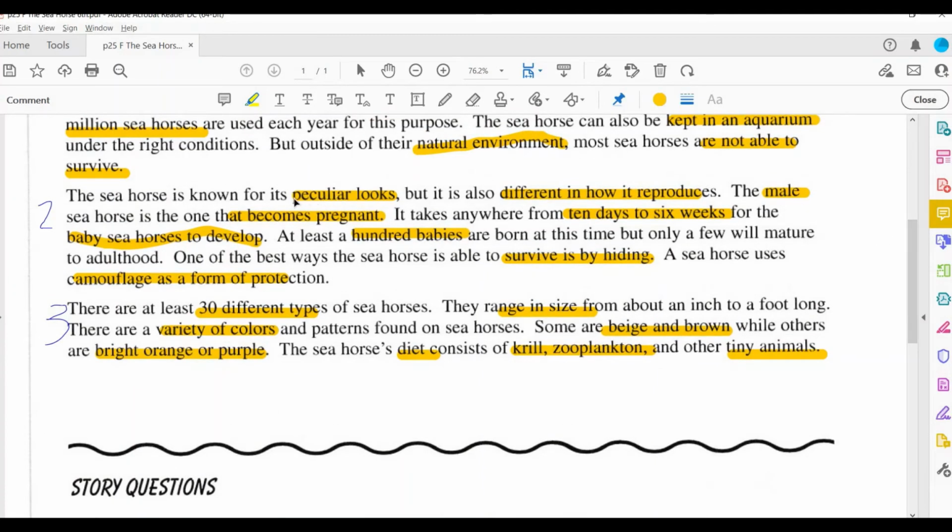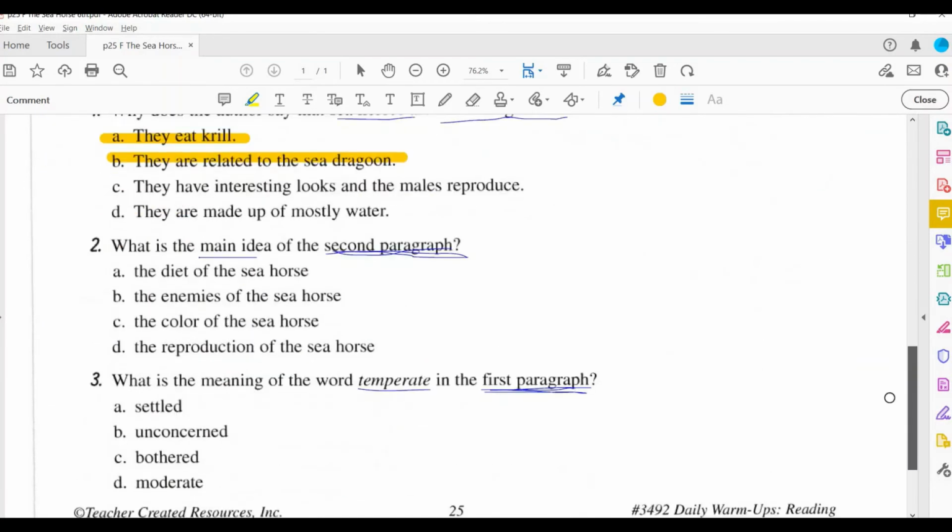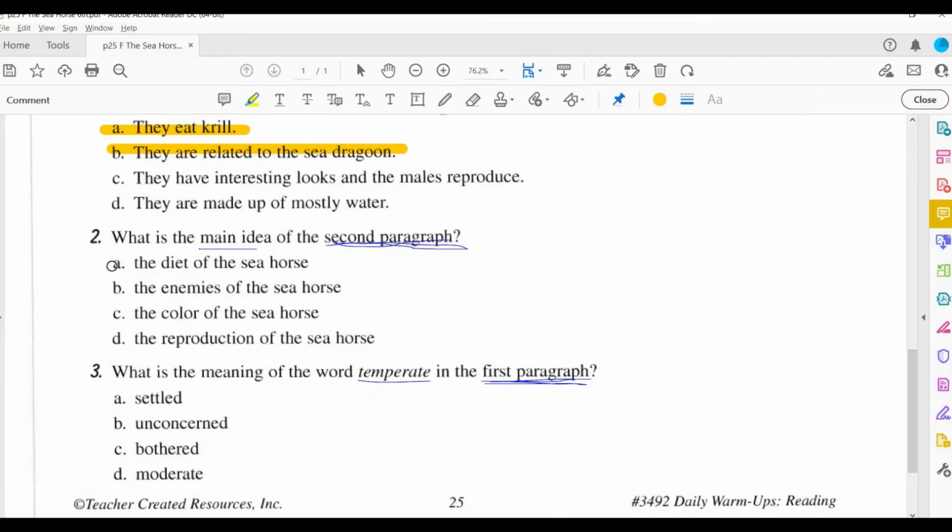So, we know it talks about its peculiar looks, but it is also different in how it reproduces. The male seahorse is the one that becomes pregnant. It takes anywhere from 10 days to 6 weeks for the baby seahorses to develop. At least 100 babies are born. One of the best ways a seahorse is able to survive is by hiding. A seahorse uses camouflage. Okay, so that was the second paragraph. It's telling us about the second paragraph. So, did it talk about the diet in the second paragraph? Let's get that out of here.